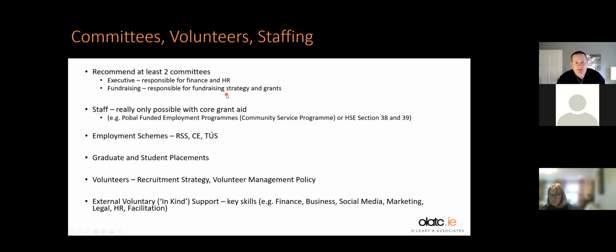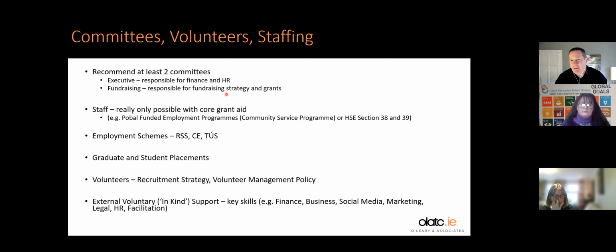So staffing is really only possible if you've got core grant aid. And what I mean by core grant aid is something might be funded through the Family Resource Centre, through TUSLA. Something might be funded through community service programs, through POBAL. Something might be funded under HSE Section 38 or 39 funding. And they provide funding towards the cost of employing staff to deliver services on the ground.